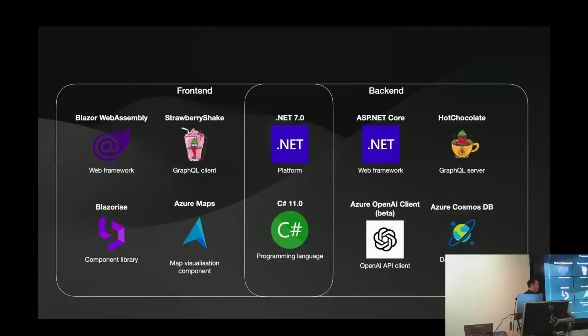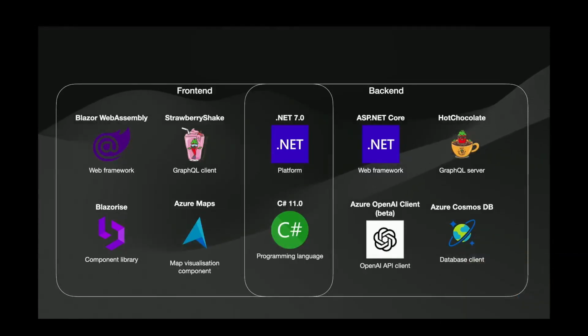But I reckon most people going forward, at least in the .NET space, will be using Azure OpenAI client library. Then we've got Azure Cosmos DB, which is a NoSQL database service, and it's got a client for .NET as well. It's kind of similar to MongoDB. And then in both the front end and the back end, we have access to the .NET 7.0 runtime.